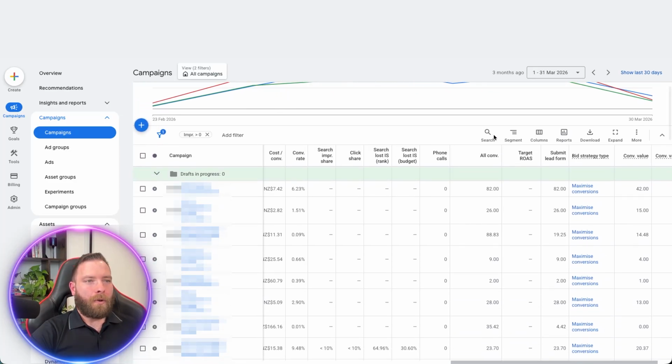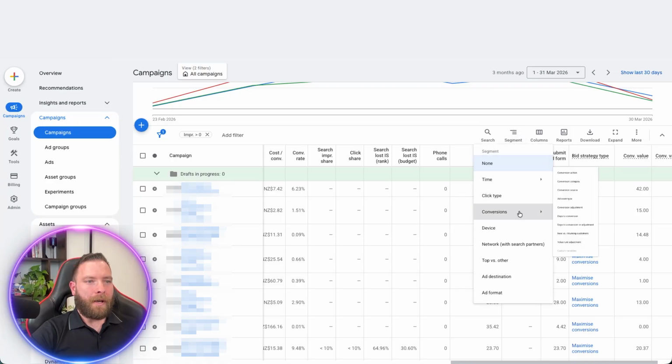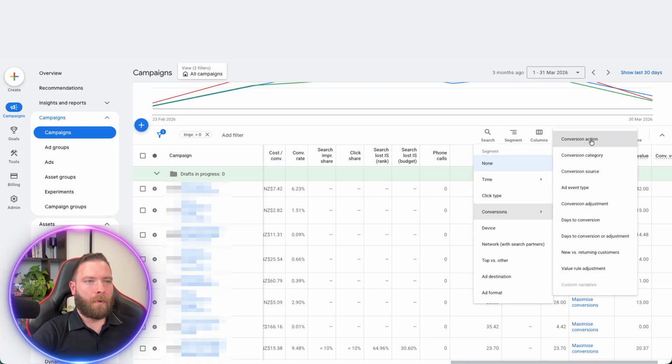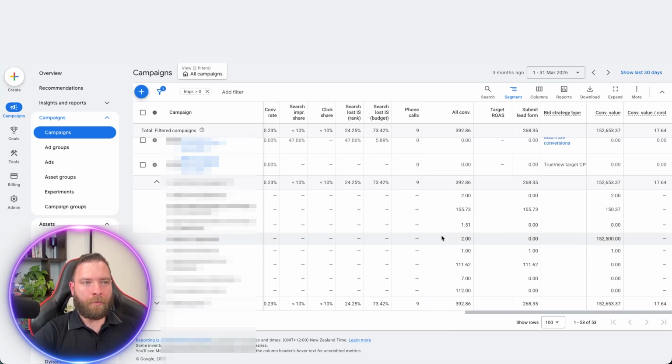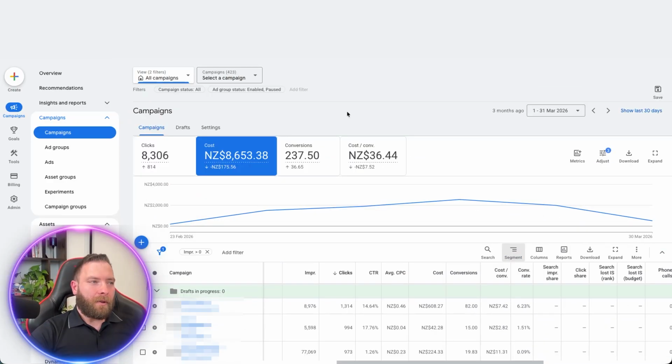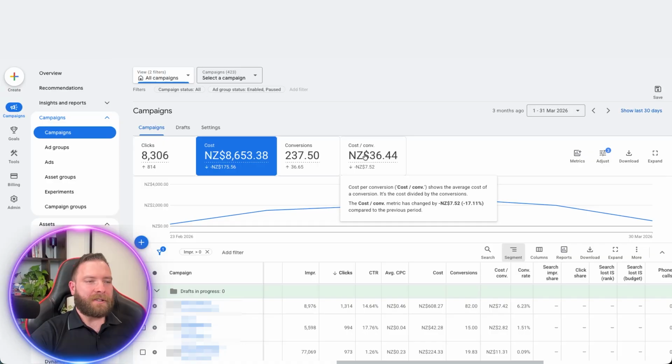Now, however, when you segment the account by the conversion action, you can see that we have both HubSpot form submissions and HubSpot contact form submission, 155 and 111. When we had a look at the back end, we noticed that it was double tracking and the conversions weren't 392, it was more 240. So when you go back and look at the cost per conversion at the top here, we see that it spent $8,500, 237 conversions and $36 per conversion.